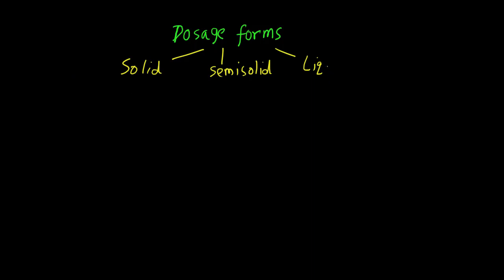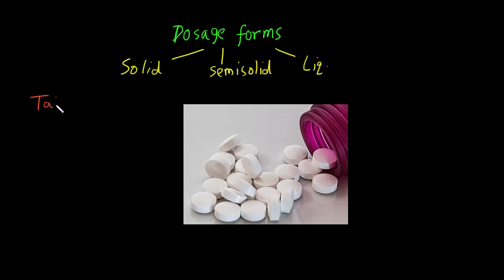For the solid dosage forms, the most common one is the tablet formulation, and tablet formulations can be immediate release formulations, where the drug is instantly released, or they can be sustained release or extended release, almost the same thing. It means that the drug will be released over a certain period of time. That's why there are some tablets which are labeled as 24-hour tablets or 12-hour tablets. It means that the drug will be released for a long period of time.